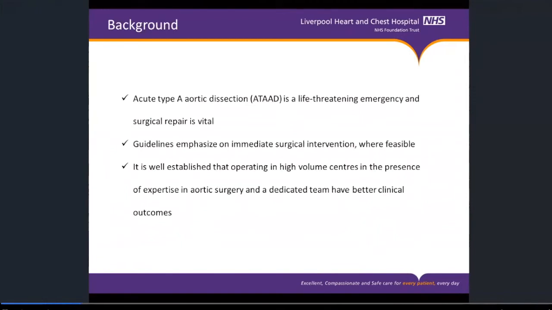As we all know, acute type A aortic dissection patients are high-risk patients, and the pathology by itself is a life-threatening emergency and requires immediate surgical attention once it is diagnosed. Open surgical repair should be offered as the gold standard treatment where it's feasible. In the last decade, several centers internationally have published that operating in specialized aortic centers, which are high-volume centers, gives better outcomes in such high-risk patients.